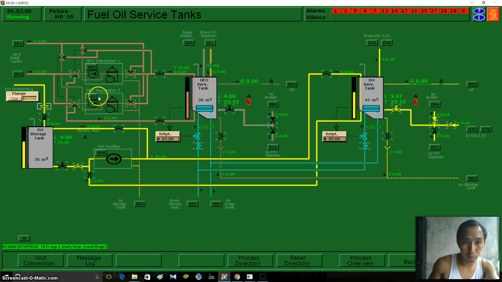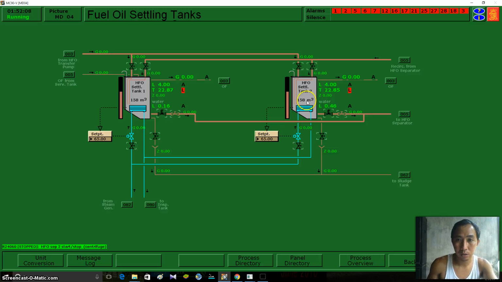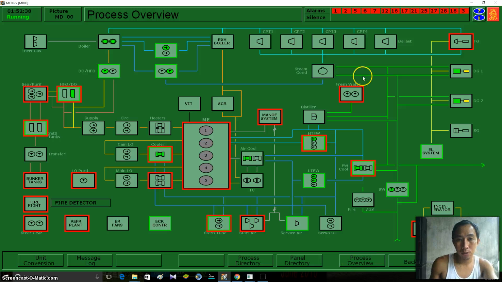Aside from our service tank, we also have our settling tanks. So these are our settling tanks. We have one, we have two. So our settling tank, we can switch it on. Again, the set point is 65 for our settling tanks. So this is the list, or as you can see, the one with the red. Okay, so that is the system that has problem.